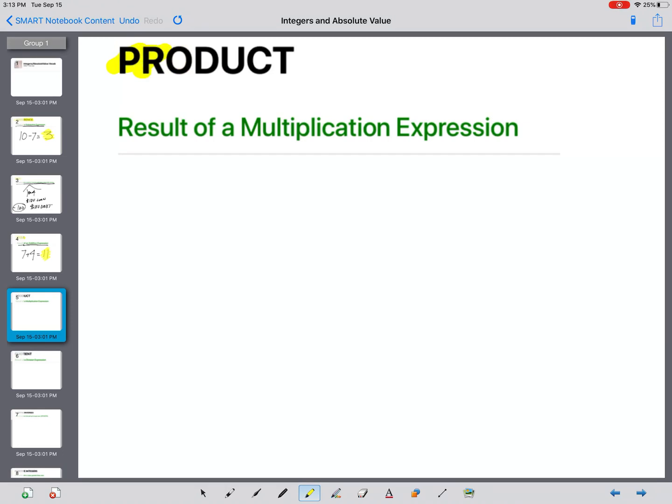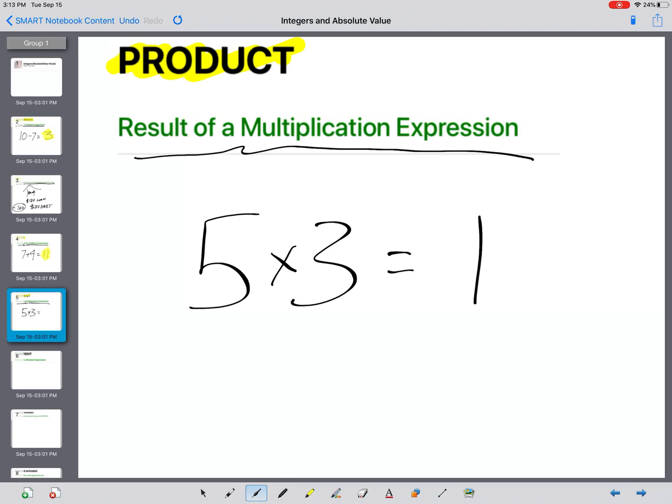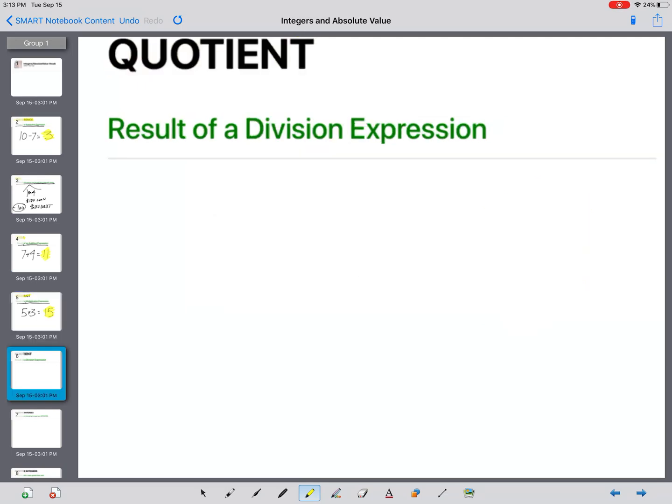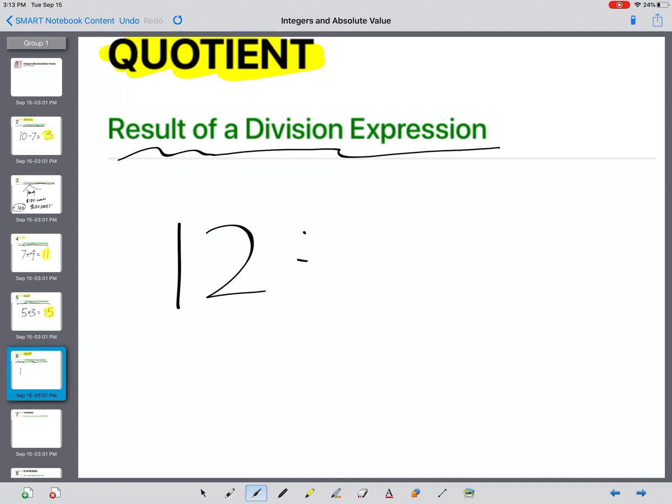Our fourth term, product, that is the result of a multiplication expression. Here's an example. If I were to do 5 times 3, the product of 5 times 3 is 15. Moving on to the fifth vocabulary term, quotient. A quotient is the result of a division expression. For example, if I were to conduct 12 divided by 3, the quotient of that problem is 4.